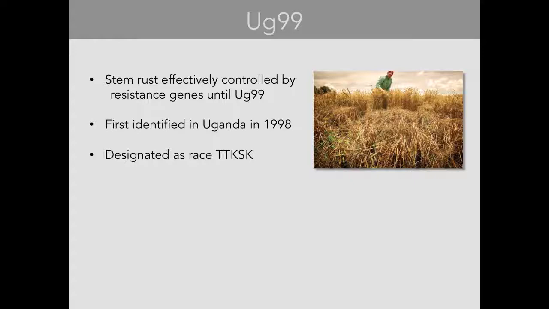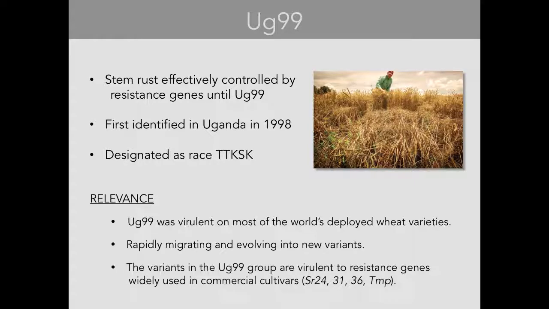So wheat stem rust has been effectively controlled by the use of genetic resistance, in particular during the second half of last century. Some effective genes, most notably Sr31, play a critical role in controlling stem rust all around the world. But this story changed since the occurrence of Ug99. Ug99 was first identified in Uganda in 1998 and was technically designated as race TTKSK following the North American letter code nomenclature system. So why was this race so relevant?